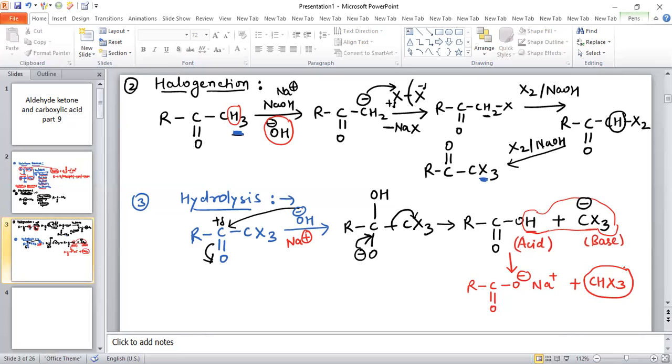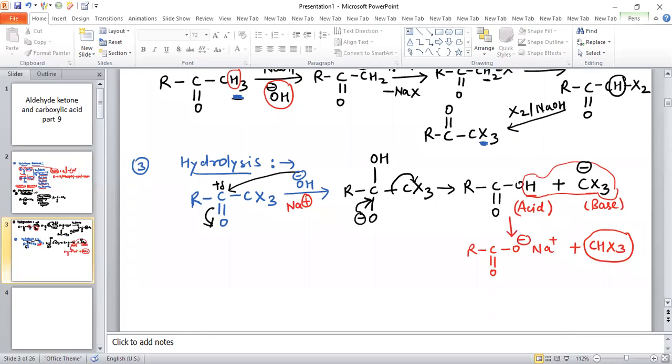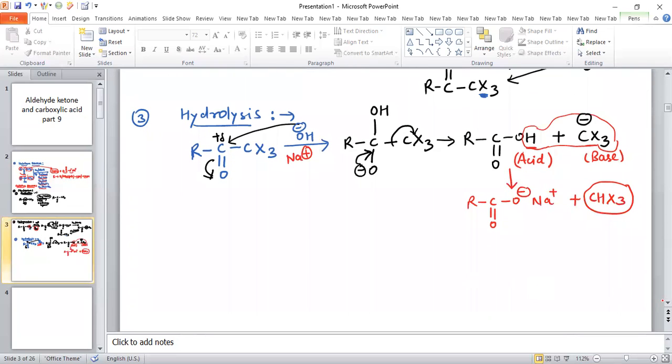So this is basically a three-step mechanism. The first step is oxidation, the second step is halogenation, and the third step is hydrolysis. So this is basically the mechanism. Now I am telling the direct method for this reaction.